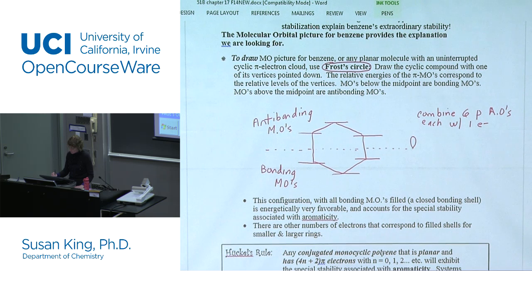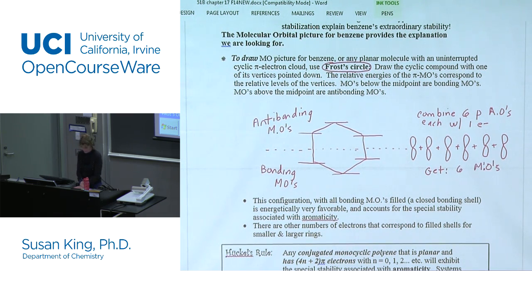What is the energy of those p atomic orbitals before they combine? It would be this energy that's right in the middle here, this midline. That's 1, 2, 3, 4, 5. We need 1 more. So we combine 6 p atomic orbitals, we get 6 molecular orbitals, and that's exactly what we have. All right, so far so good.